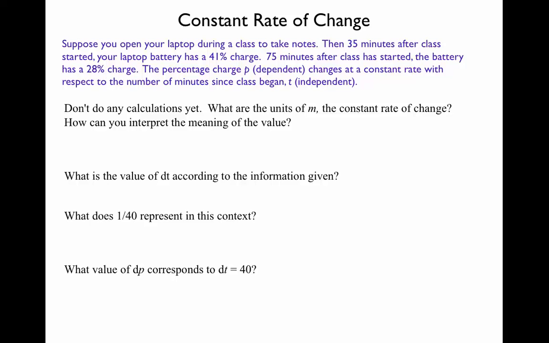What are the units of the constant rate? Given our dependent and independent variables, what are the units of the constant rate? What was it? He wants percentage per minute. Okay, so maybe not 6.